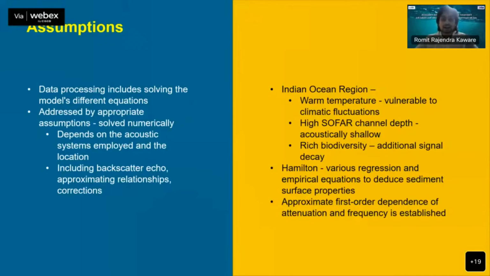Again, it has a rich biodiversity, and hence it aggravates the attenuation of the sound signal, and proper corrections need to be made in order to have proper results. Now, Hamilton et al. provided us with various equations to find correlations between the various parameters that are necessary for this determination.